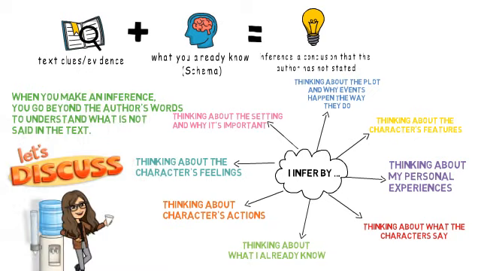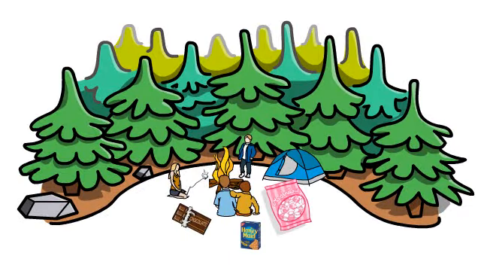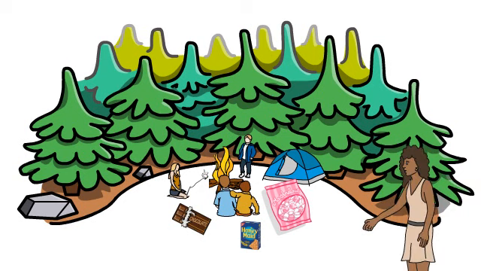Let's discuss a scene and see how good of a detective you are. Here we have a scene. Something is happening in this scene. What do you think is going on? Miss Carrasco, I think they're camping in the woods. Yes, but look harder. What's really happening? Do you see any clues that could help you figure out what they're doing besides camping?